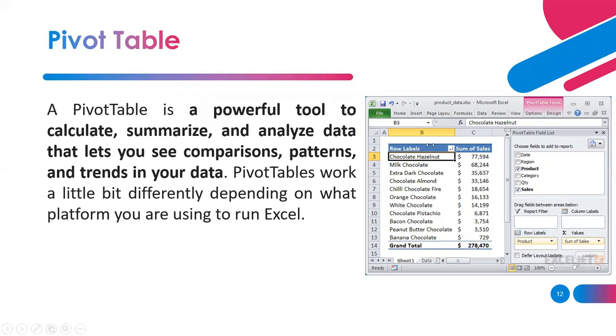Right now, you can see I have an image of a pivot table right here. This is how a pivot table looks like. You have your row labels, your rows, and you have your grand total. You have all these things right here. So that is pivot table.